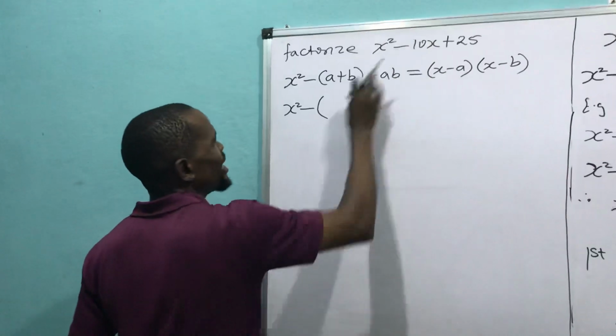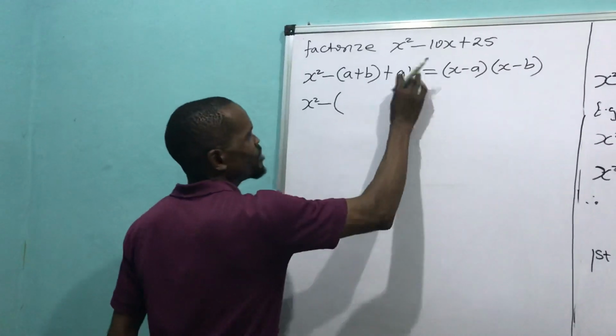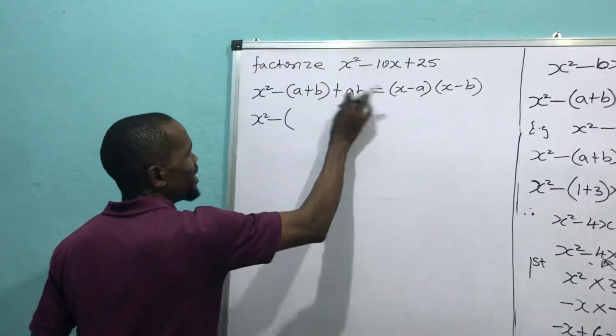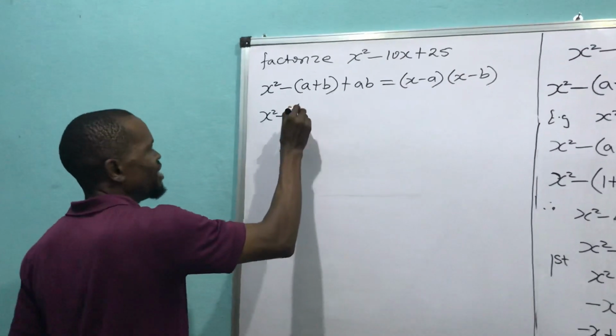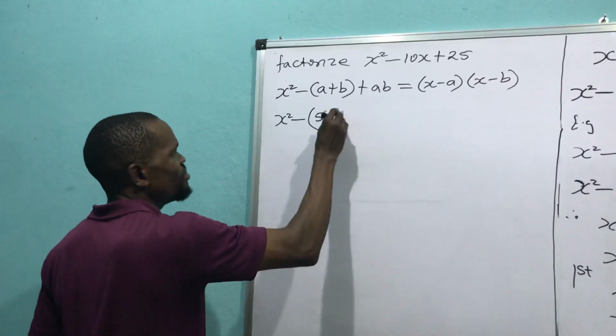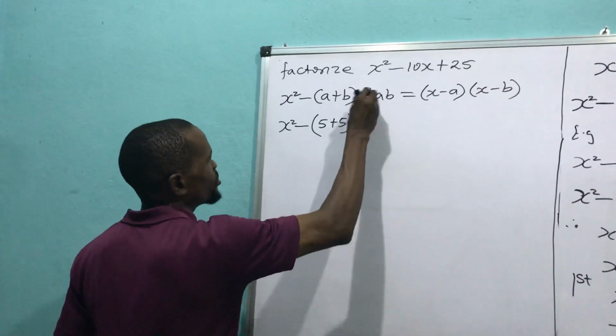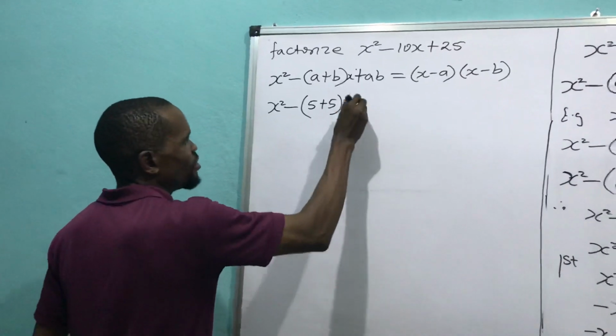What will I add together that will give me 10? When I multiply it together, that will give me 25. Adding it together will give me 10. Multiply it together will give me 25. That means 5 plus 5 will give me 10. Oh, sorry, I have to put x here and then plus. Then now, I'll have x plus.